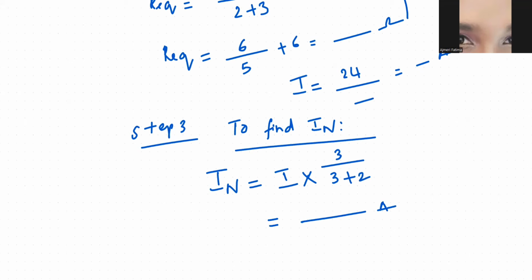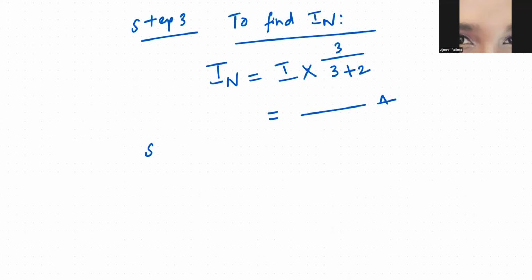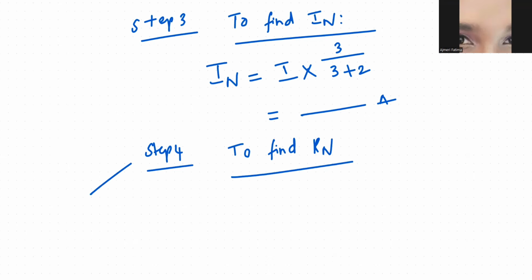Now step 4 is to find Norton's resistance. How will you find Norton's resistance? What is the formula? It is RN. This point is common to Thevenin and Norton. If you have a voltage source, short circuit it. I have a voltage source of 24 volts. So short circuit the 24 volt source and redraw the circuit.